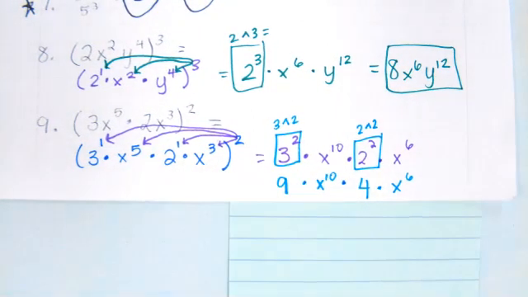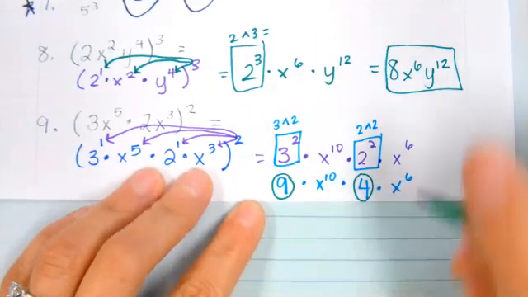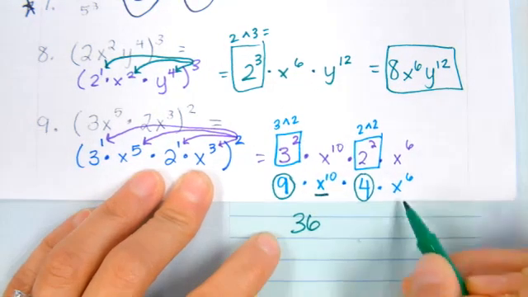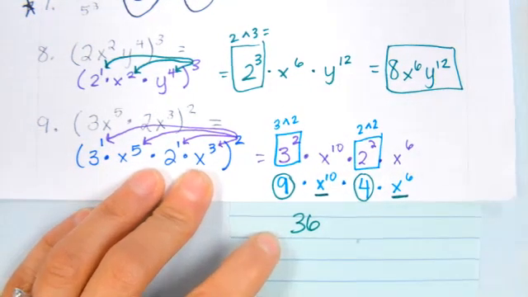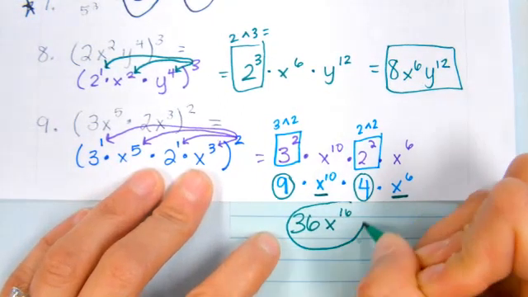Now, what do I multiply? The 9 and the 4, okay? Now I'm going to multiply 9 and 4 because there's no carets left, okay? So 9 times 4 is what? 36. What do I do with x to the 10th and x to the 6th now? Add those so I get x to the 16th.